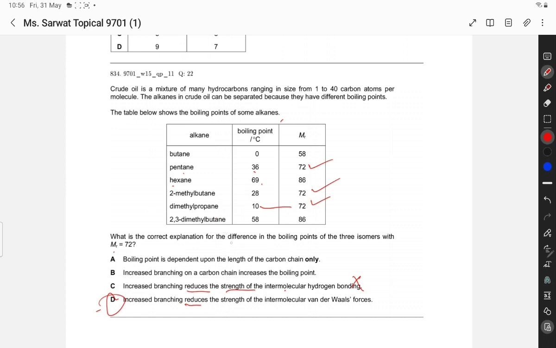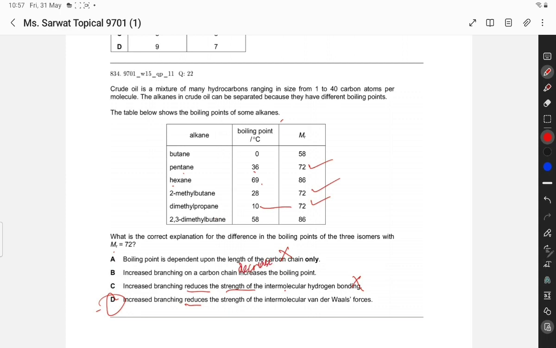What is the correct explanation for the difference in boiling points of the three isomers with Mr 72? Boiling point is dependent upon the length of the carbon chain only. No, this is not correct. Increased branches on a carbon atom increases the boiling points. No, increased branching on a carbon chain decreases the boiling point.